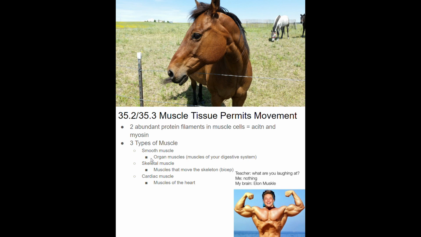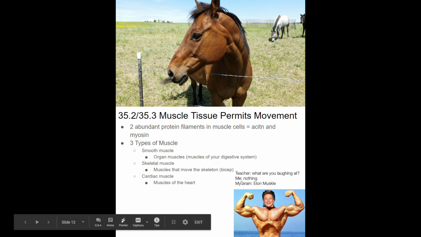So your skeletal muscle is the next type of muscle, the next category of muscles. These are muscles that move the skeleton. So think about your bicep. Your bicep moves the skeleton that's in your arm, right? Moves the bones that are in your arm. Your, I don't know, your muscles in your hands move your fingers, right? Your calves move your feet. Muscles that you can move, basically. Muscles that move your skeleton that make you move.